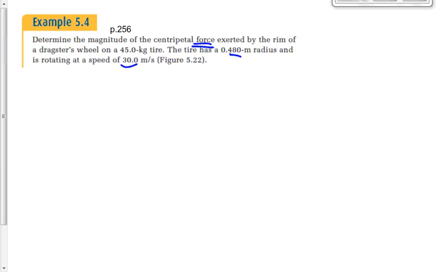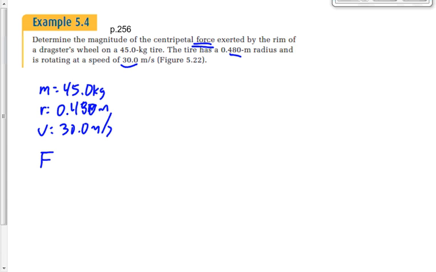Let's break down our givens here. We've got a mass of 45.0 kilograms. We've got a radius of this tire of 0.480 meters. And we've got a speed of 30.0 meters per second. We want to find that centripetal force. On your data sheet, we know that centripetal force is equal to mv squared over r. Whether it's m times v squared over r or mv squared over r doesn't make any difference in the world.